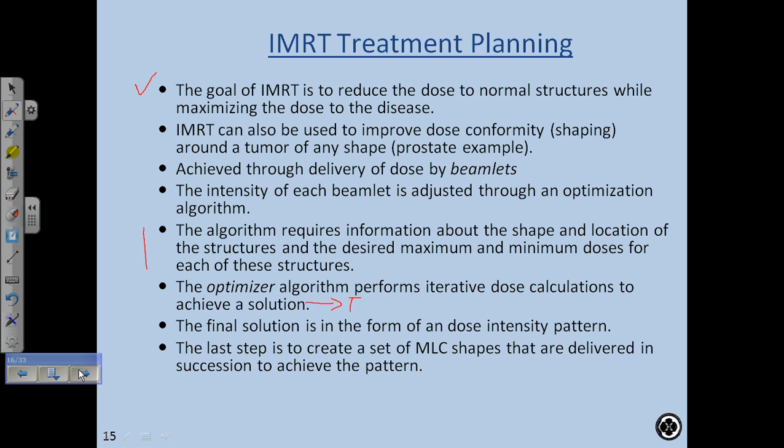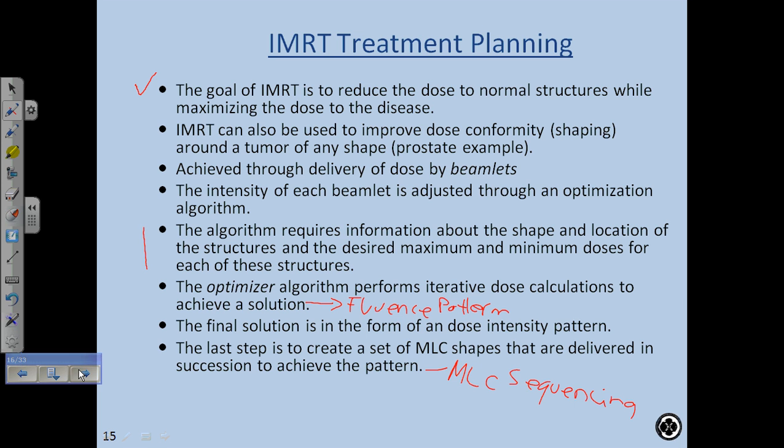This is what you're looking for. You're looking for the fluence pattern that's going to deliver the dose that you want. Remember that fluence pattern with all the different grayscales? That's your solution. The final solution is in the form of a dose intensity pattern. The last step is to create a set of MLC shapes that are delivered. This is called MLC sequencing, and we talked about that in a very simple form back on other slides with the three quadrants. Okay, sequencing.